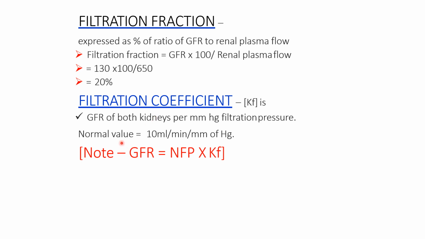And filtration coefficient is Kf, which we have seen in the previous slide. So it is GFR of both kidneys per mmHg filtration pressure. The normal value is 10 ml per minute per mmHg.